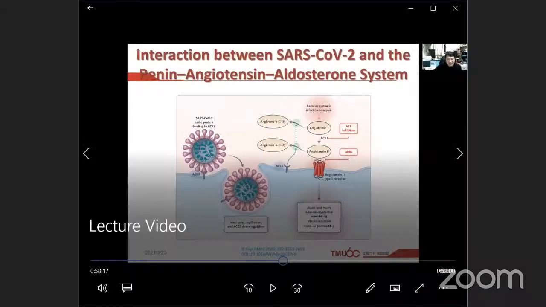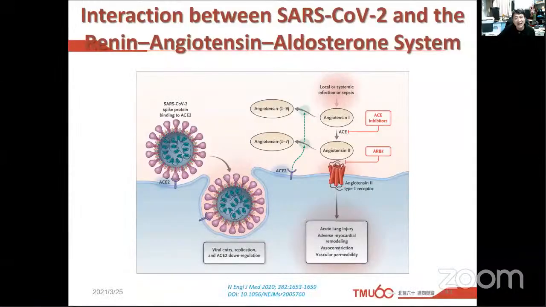Increase, which will increase the infiltration of leukocytes. Okay. Is pneumonia.